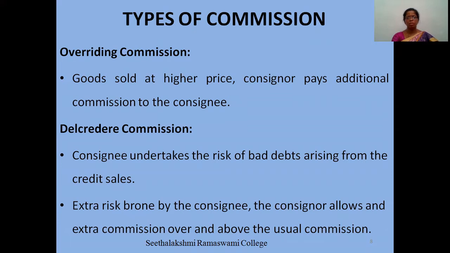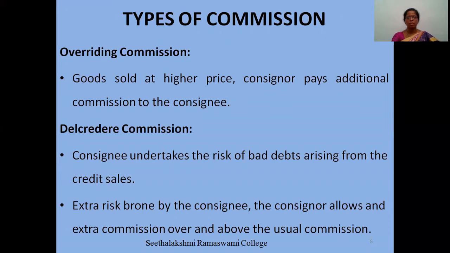For example, the consignor fixed the price of the goods at rupees 500, but the consignee sells the goods to the consumer at rupees 700. So relating to this, the consignee receives extra or additional commission, which is called overriding commission.